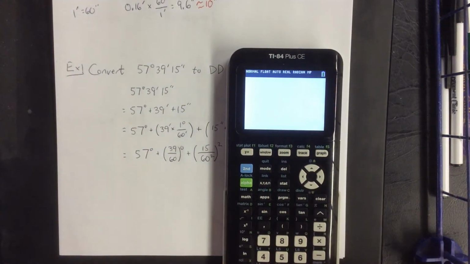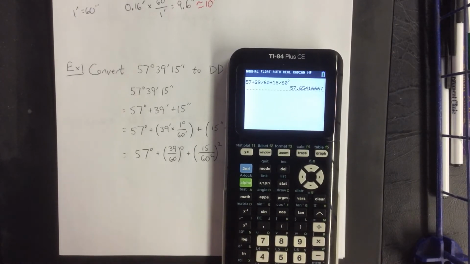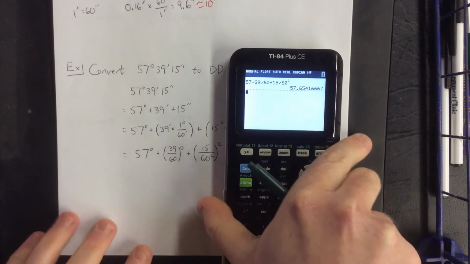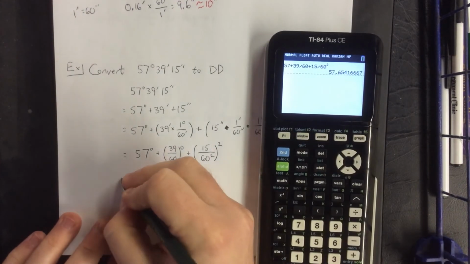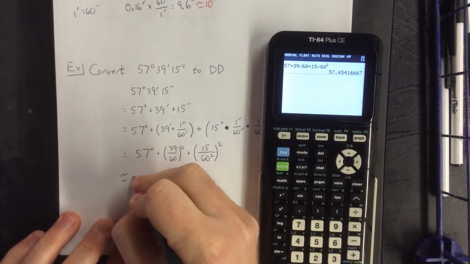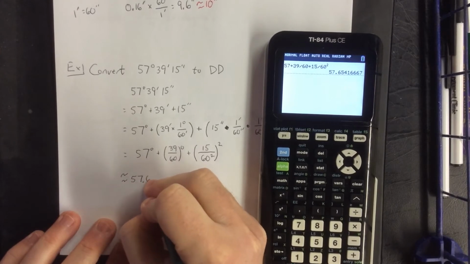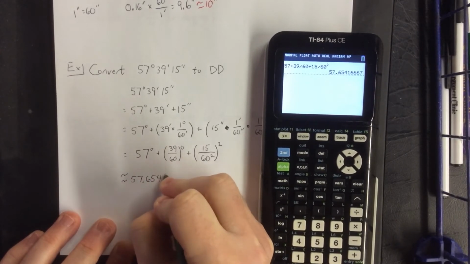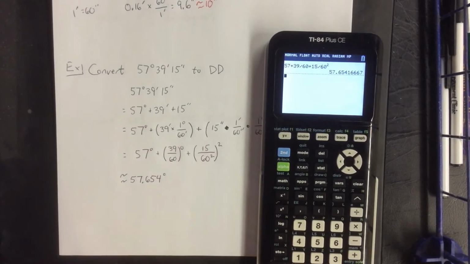We'll bring in the calculator. We're doing 57 plus 39 over 60 plus 15 over 60 squared. Add it all up, or let the calculator do it for you. We get 57.654. If I'm going to round to the 3rd decimal place, I would cut it off at that 4. So we'll say this is approximately equal to 57.654 degrees. That's rounding at the 3rd decimal place.